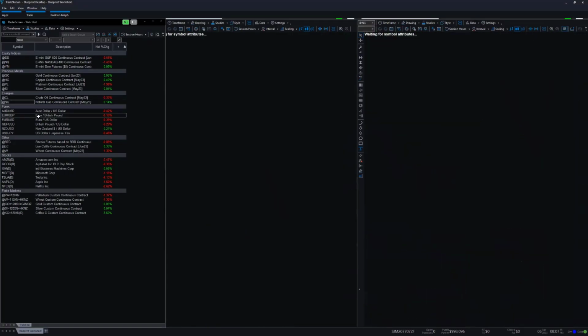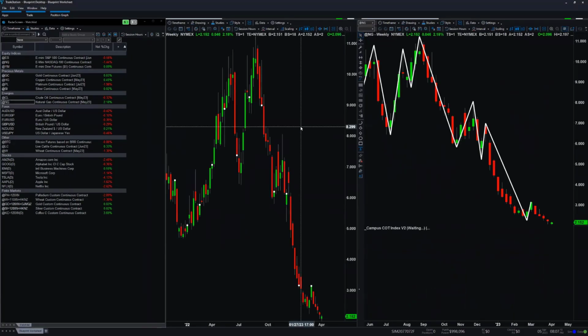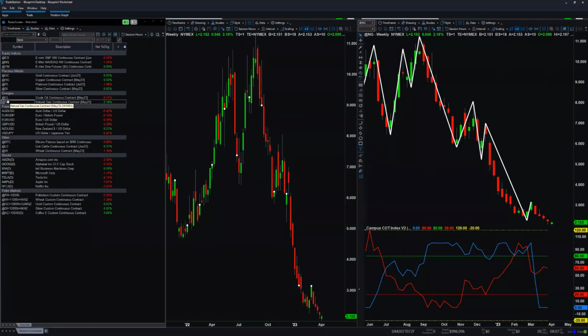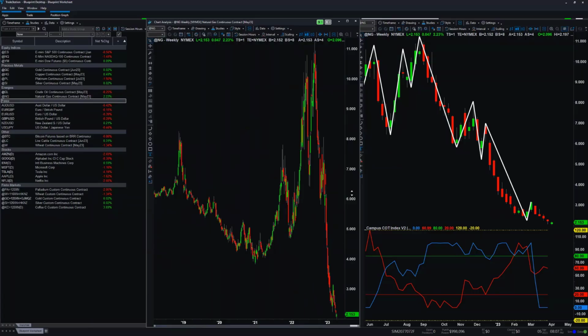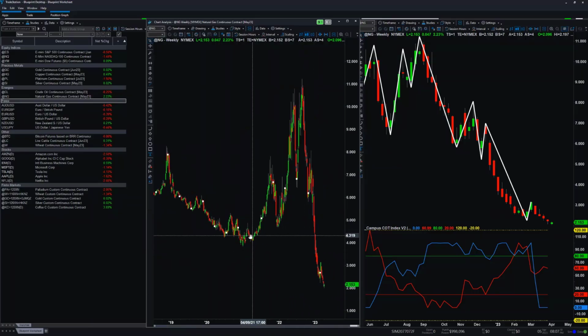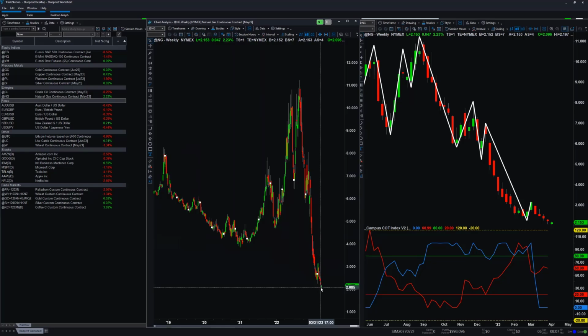Now let's make another example. Let's look at natural gas. Natural gas is quite interesting. And the first thing that I want to mention about natural gas is that if you are using symbol NG, you may be seeing this chart right here. This chart right here is quite misleading to what is actually happening.